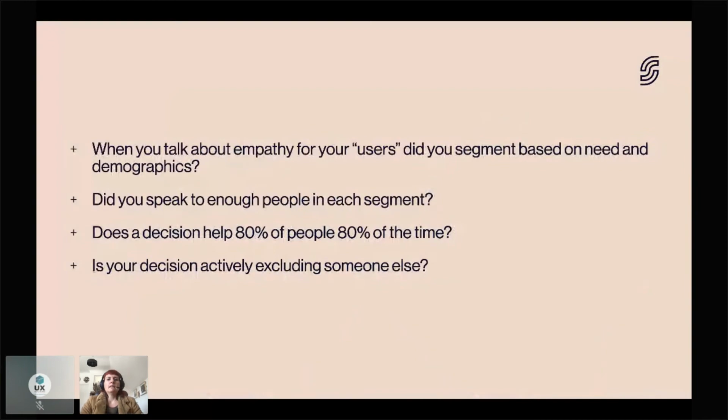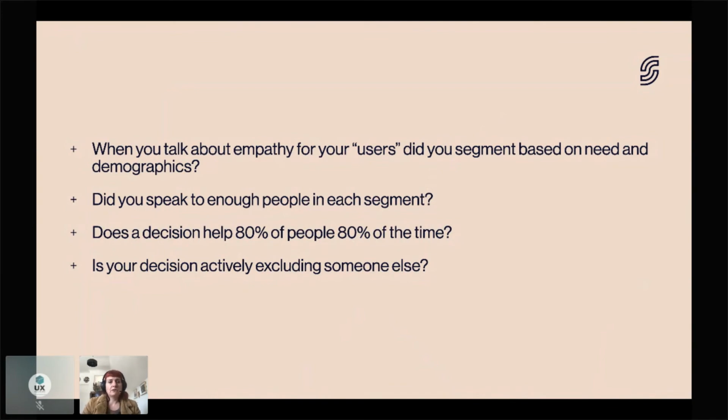So the other thing when we talk about empathy is that you look at your audience and did you segment based on demographics and need. So don't just think about 1 or 2 people, think about all the people who use your system. And did you speak to enough people in each segment that you're comfortable that you are covering their requirements? Because for me, that's your job. You have to be confident that you make everyone into a first-class citizen, even the people who leave your system.